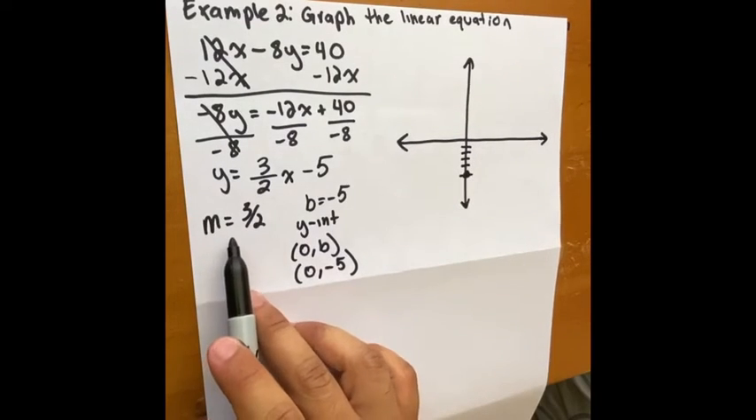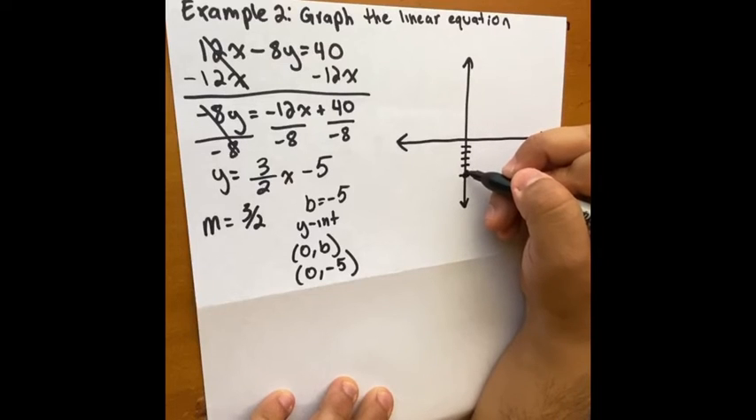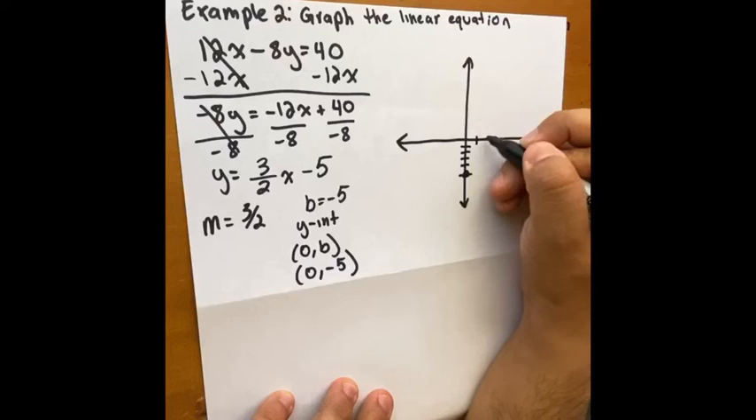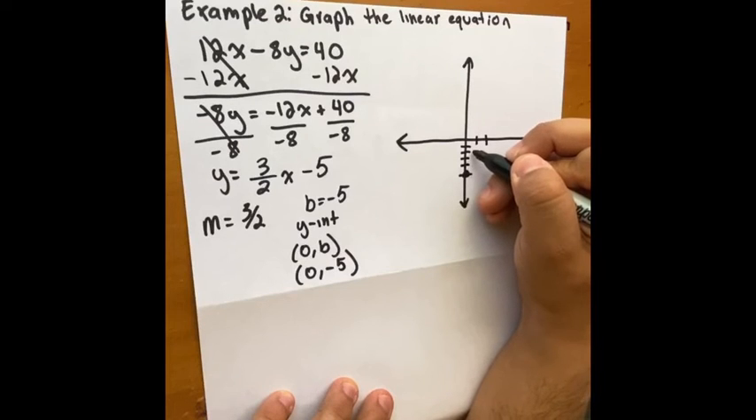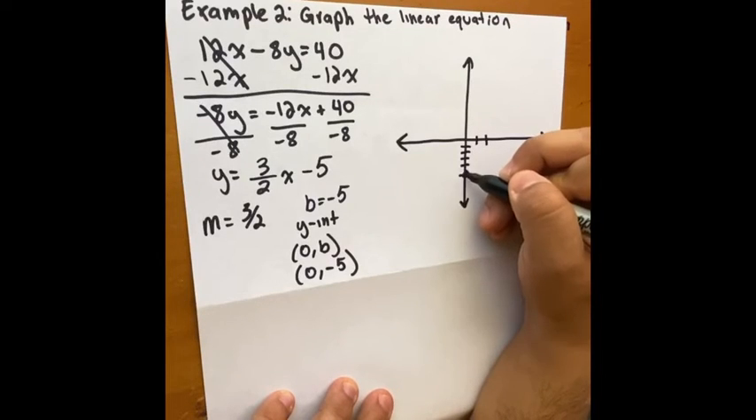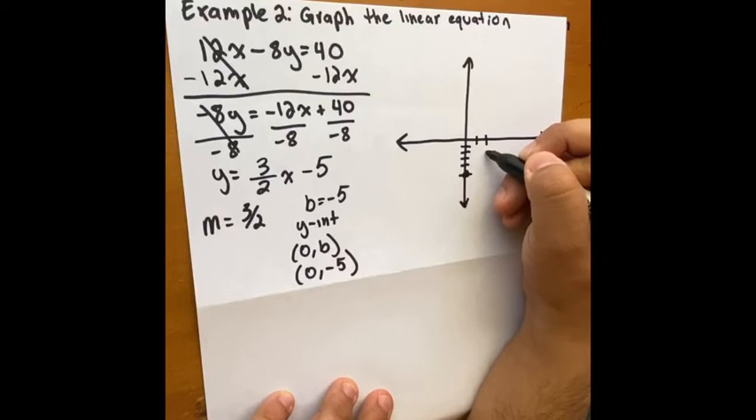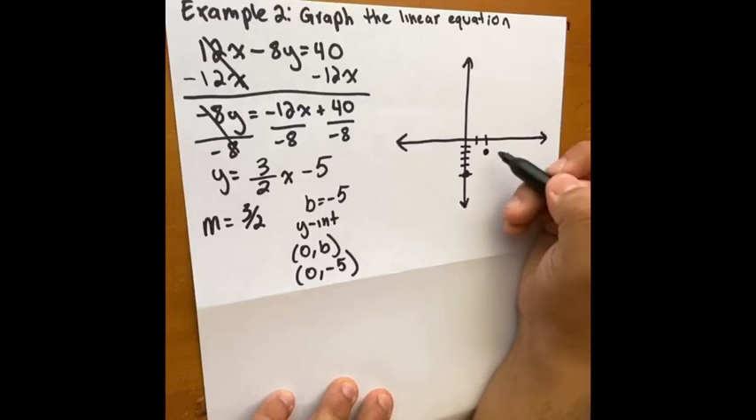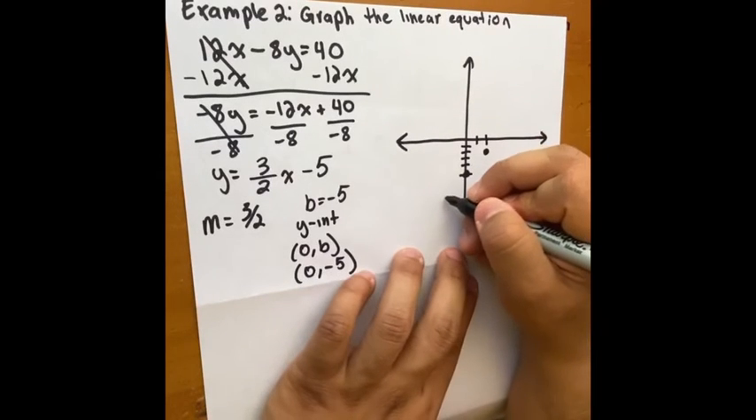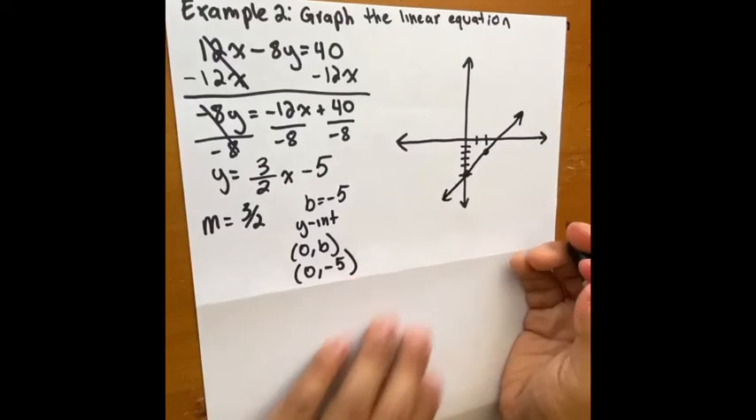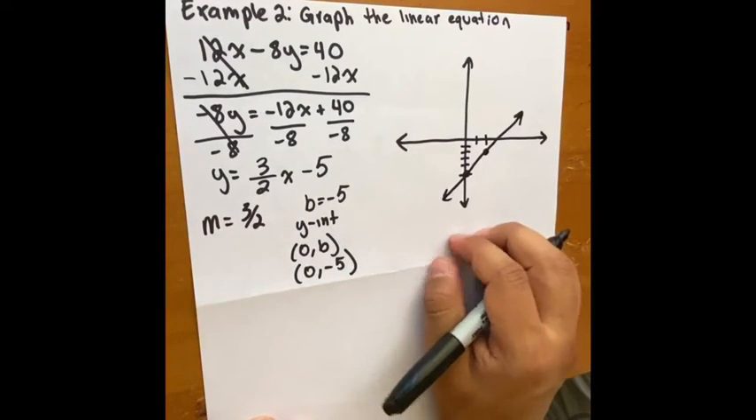And my slope tells me that I'm going to go up 3 units. So 1, 2, 3 units up, and I'm going to have a run of 2, which tells me I'm going to go 2 units to the right. So 1, 2, 3 units up, and 2 units to the right. Now that I have my second point, I can go ahead and graph my linear equation. And there we go. We have our line.